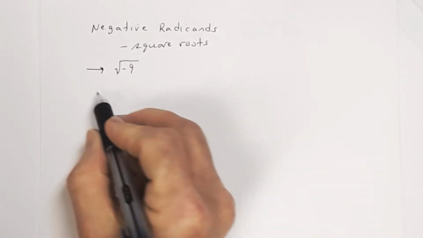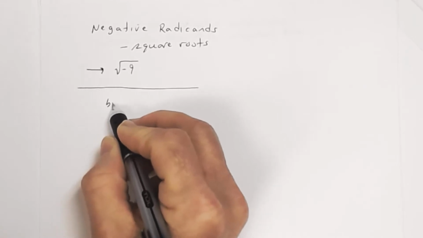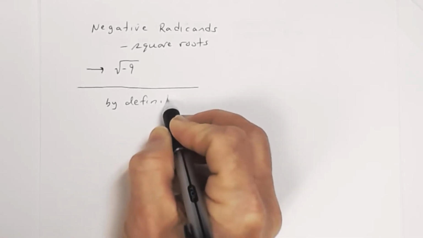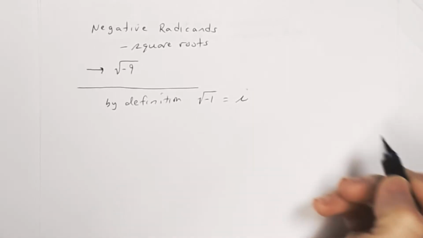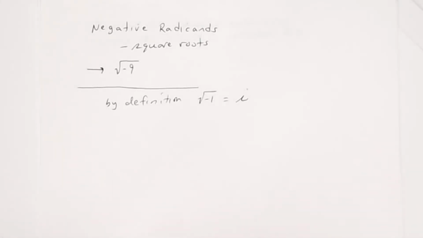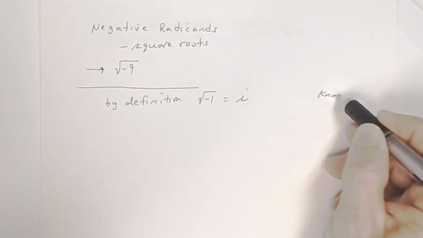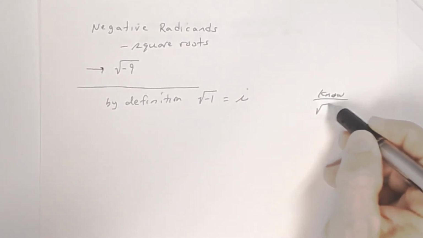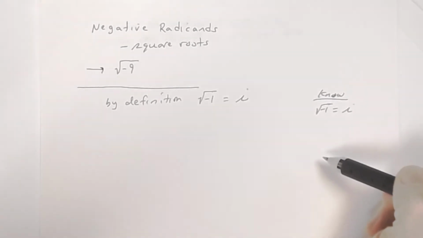Okay, so what we need to do now is review our basic definition. Remember, by definition, we defined the square root of a negative 1 to be the imaginary unit i. That's something you have to remember. You have to know that the square root of a negative 1 is defined to be i. We're going to use this quite often, so I need for you to know this. We looked at that in a previous lesson.